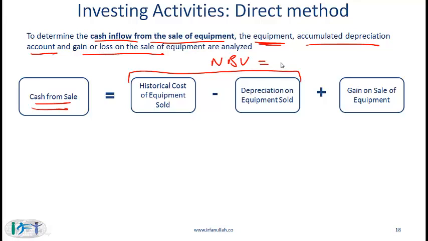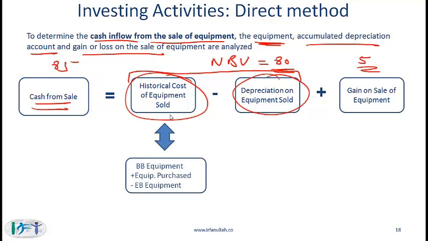Let's say that the net book value is equal to 80. And let's say that the gain on sale of equipment, which you can easily get from the income statement, is equal to 5. The cash from sale of the equipment would then clearly be 80 plus 5, which is 85. But these numbers, however, are not so easy to come up with. They are not given to you. They have to be computed using the financial statements. So let's see how we compute these numbers.